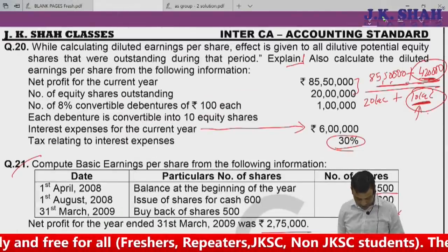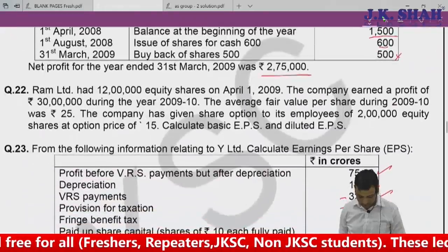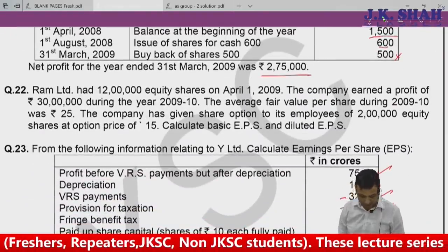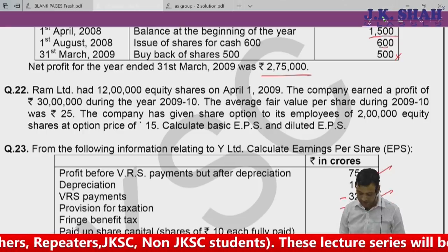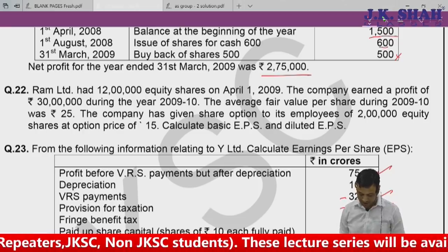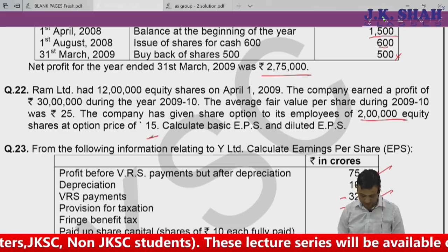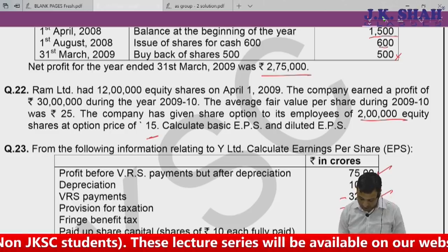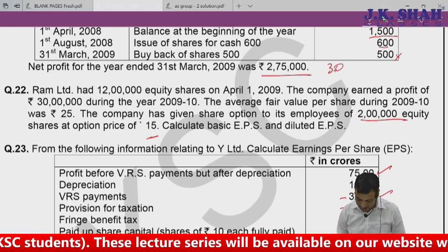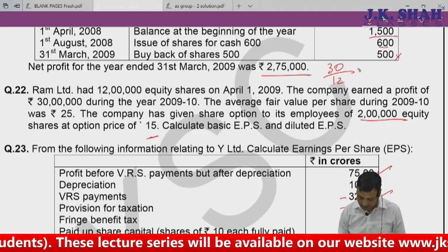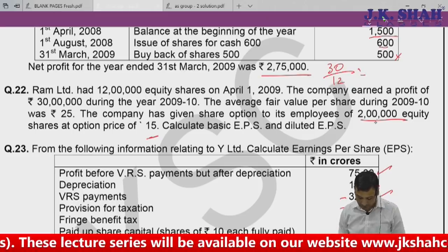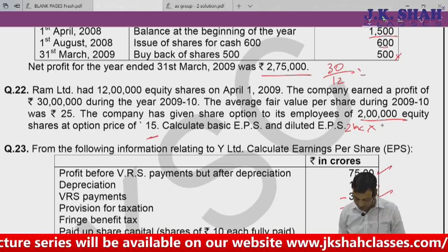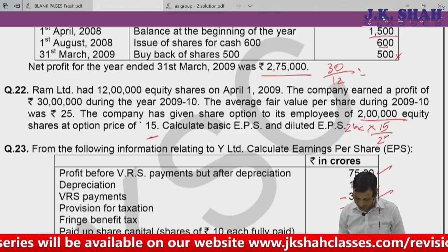Let's move to the next question then. 21 we have already completed. 22, Ram has 12 lakh equity shares, company made a profit of 30 lakhs during the year. The average fair value of the share is 25. The company is giving an option of 2 lakh at an option price of 15. So first of all, my EPS, can I say EPS is nothing but 30 lakhs divided by 12 lakhs, that is my EPS. My DEPS, so out of this 2 lakhs I have to find out equity shares. I'm issuing at 15 divided by 25.